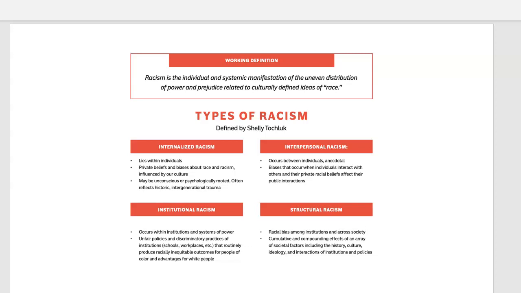We need to acknowledge racism and how racism affects our brown and black clients. So the definition is: racism is the individual and systematic manifestation of the uneven distribution of power and prejudice related to culturally defined ideas of race. So we don't see race as a biological difference. We don't see race as having its roots in physical or phenotypical characteristics, but rather race is something that is socially constructed. The idea of who is black, who is brown, and what that means has at its core social roots of inequality, of difference, and of inferiority in our society.